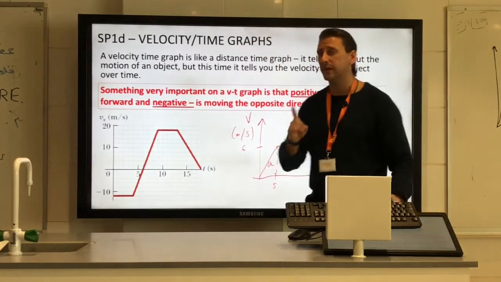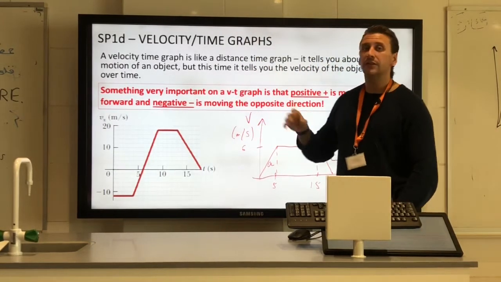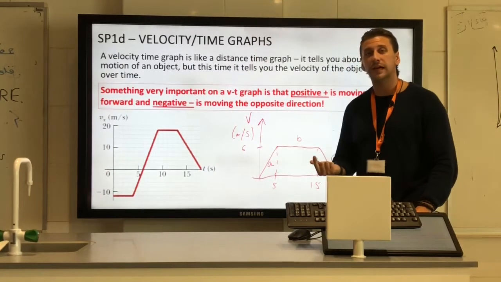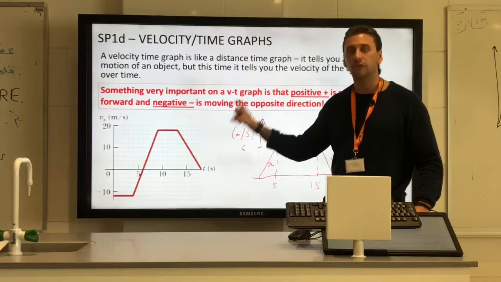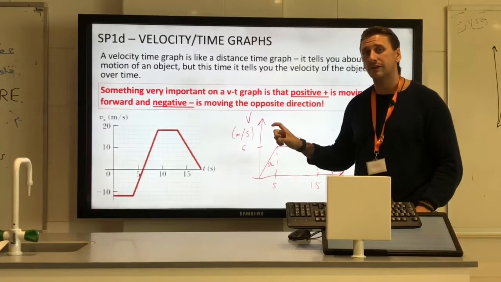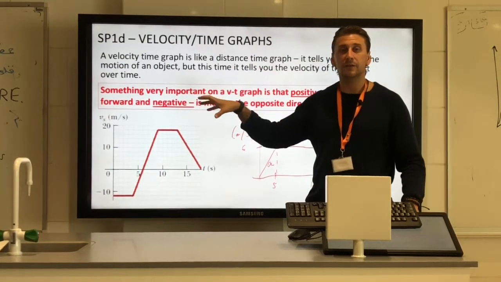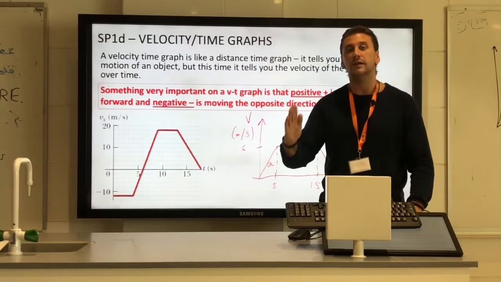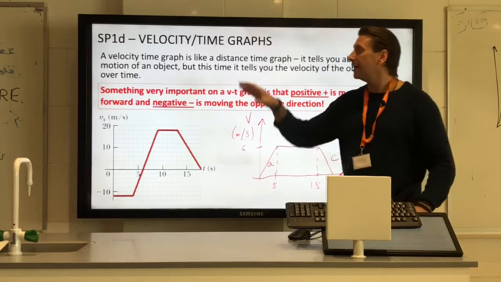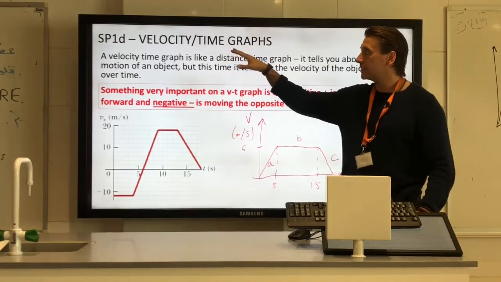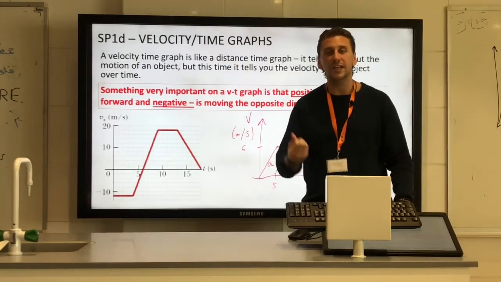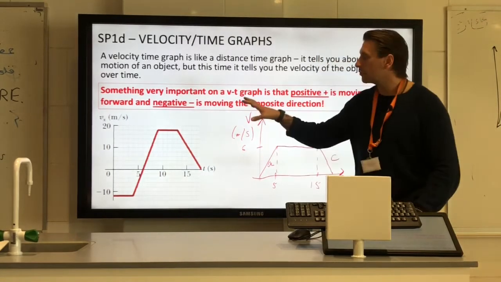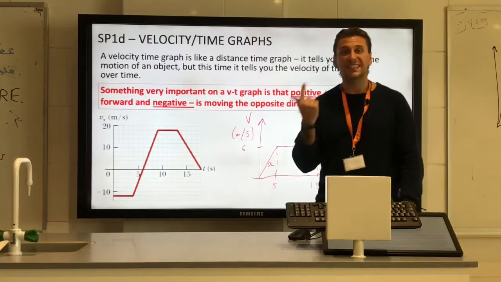There is one more thing we can take from a graph. So far we've had two graphs, distance time graph and now velocity time graph, and we said we can find the gradient of both of those graphs. The gradient of the distance time graph was speed. Speed equals distance divided by time, so the gradient of a distance time graph is speed. The gradient of a velocity time graph, which is change in velocity divided by time, which we know is acceleration. So the gradient of a velocity time graph is acceleration.